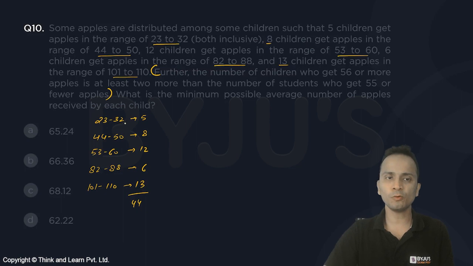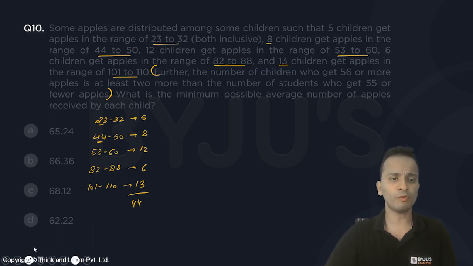So now in each group, if I look at the first group, there are 5 children who are getting the apples from 23 to 32. Okay, so I'll assume the minimum number of apples in every range. So I'll assume that all these 5 children must be getting 23 apples. Similarly, all the 8 children in the second group will be getting 44 apples and so on.